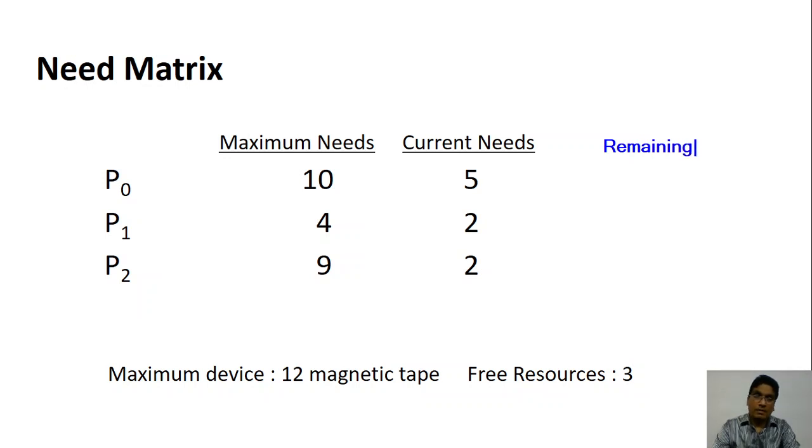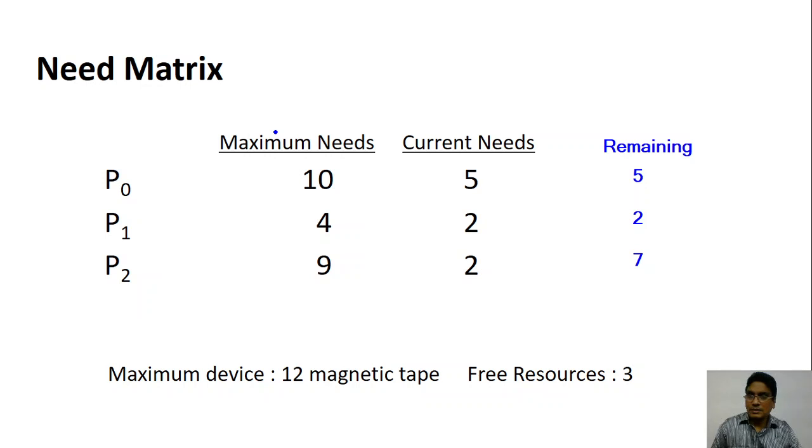Okay, so how much is remaining for P5? 5 is remaining. Okay, let me put it here. 5 is remaining, and P2 is remaining, and P1. I think P2, 7 is remaining. What did I do if you didn't get it? Total 10 was required. Currently I gave 5. What is remaining? I have to give 5 to it so that it can complete.